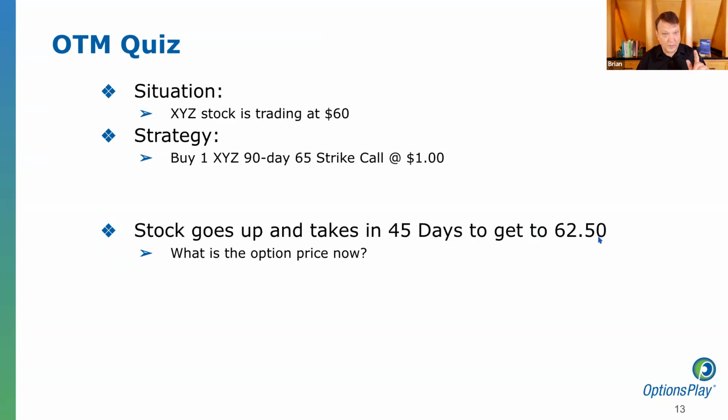So we bought this option contract for $1. It was a 90-day option contract. We are right on our forecast. The stock goes from 60 to 62.50. It goes half the way up towards our strike. It takes 45 days to do it, which is about half the time that we have remaining in our long call option. What's the price now? What do you think that would be trading for?